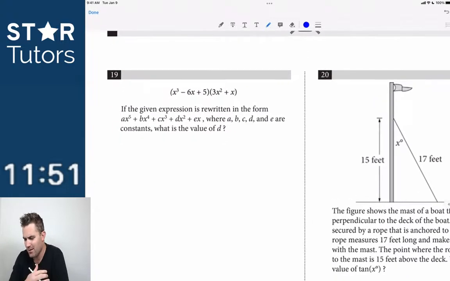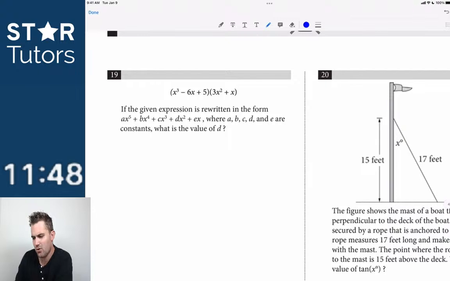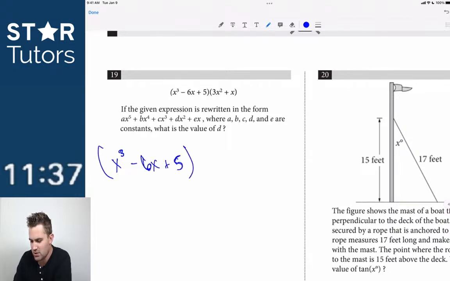Number 19 doesn't look that bad either. Although this is one, I'll say 19 is one that maybe it's a little bit, these are really easy questions once you know how to do them. But I will say this about 19 is that it's a question that requires a little bit of practice because it's not something you see very often. So we're looking for this.